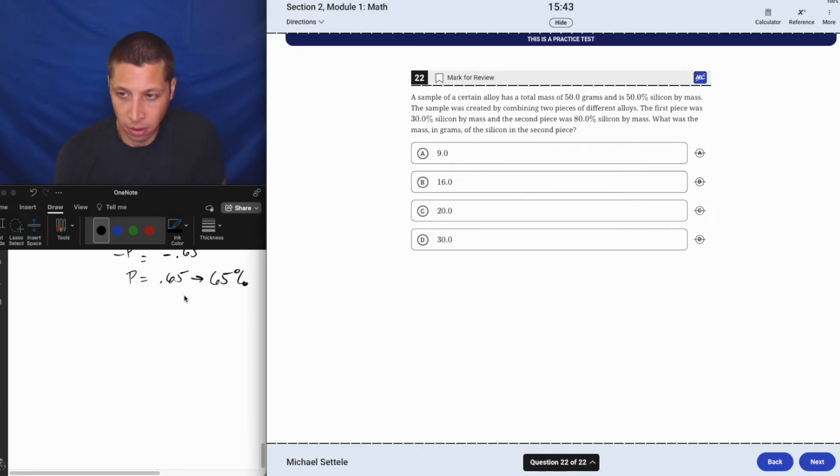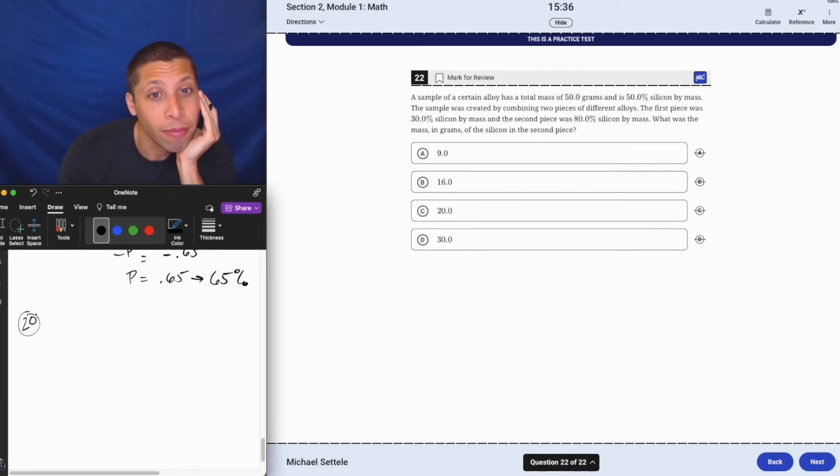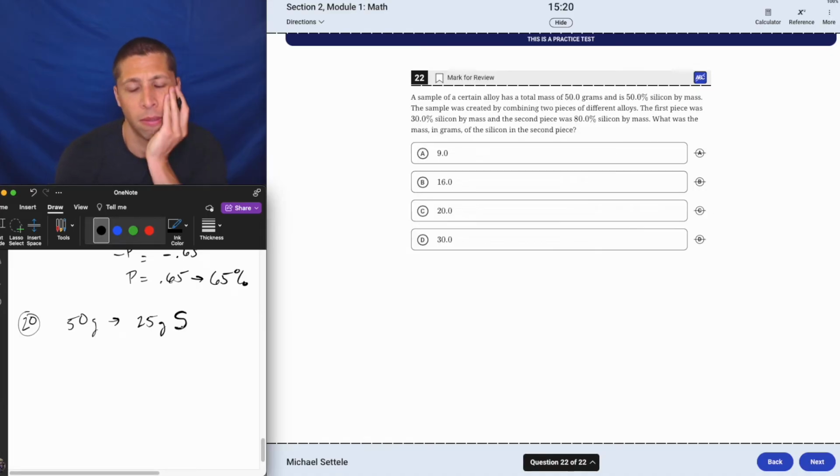Ugh. Okay, I don't even want to do this. Okay, 50 grams, and it's 50% silicon by mass. So a sample of a certain alloy has a total mass of 50 grams and is 50% silicon. So the 50 gram piece is 25 grams of silicon.